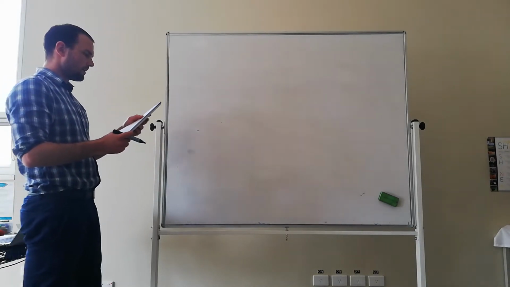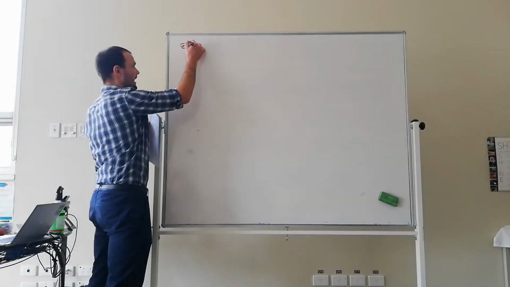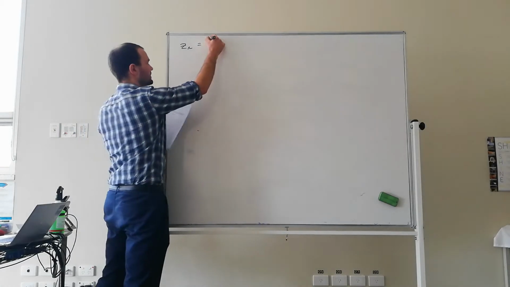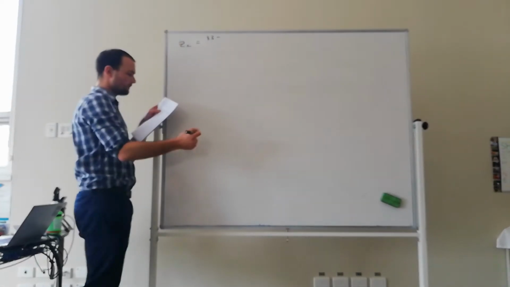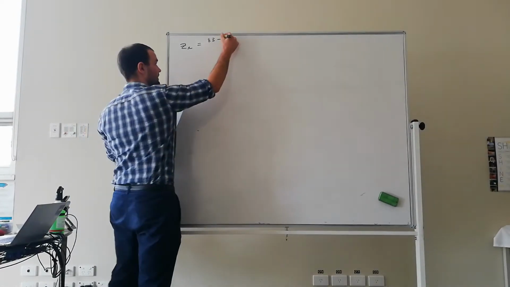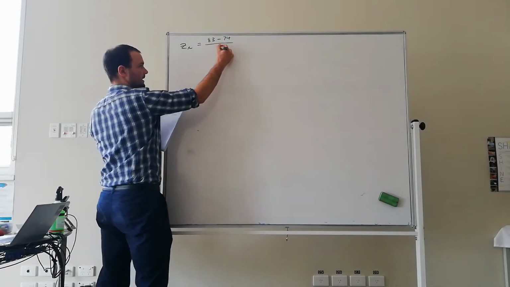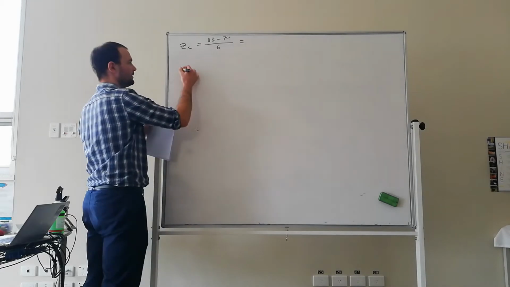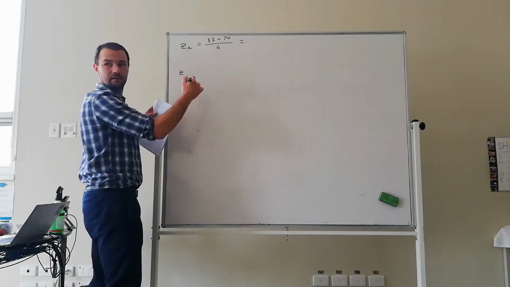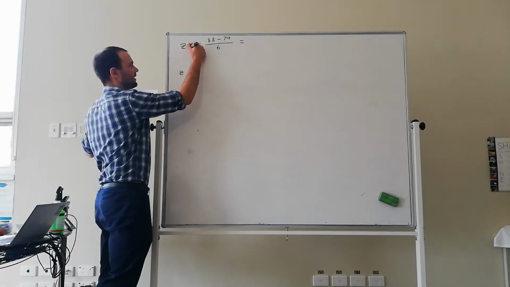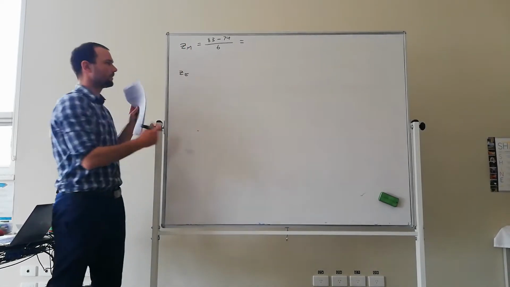So the z-score for maths is going to be equal to his result, which is 83%, take away the mean, which is 74%, and then divided by the standard deviation, which was 6%. And we'll calculate that in a moment. And then what's the symbol you put next to Z? M for maths, and then E for English.